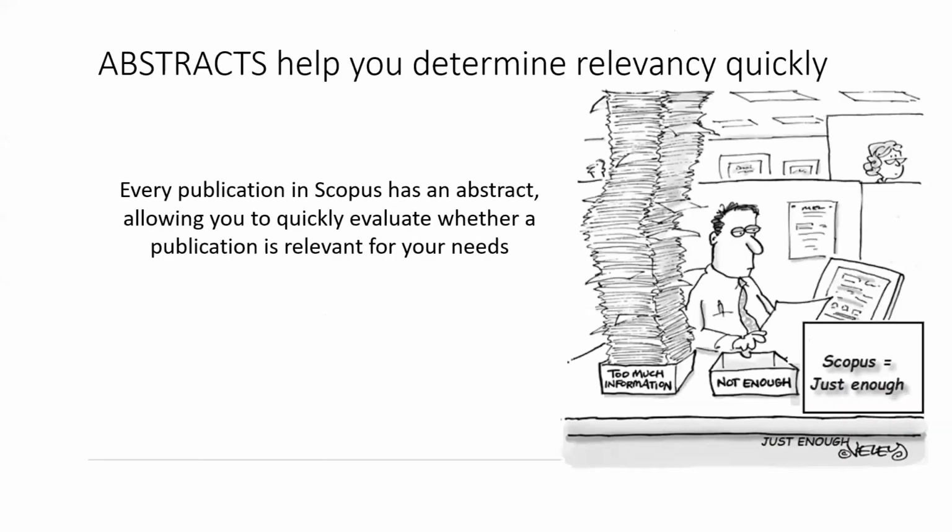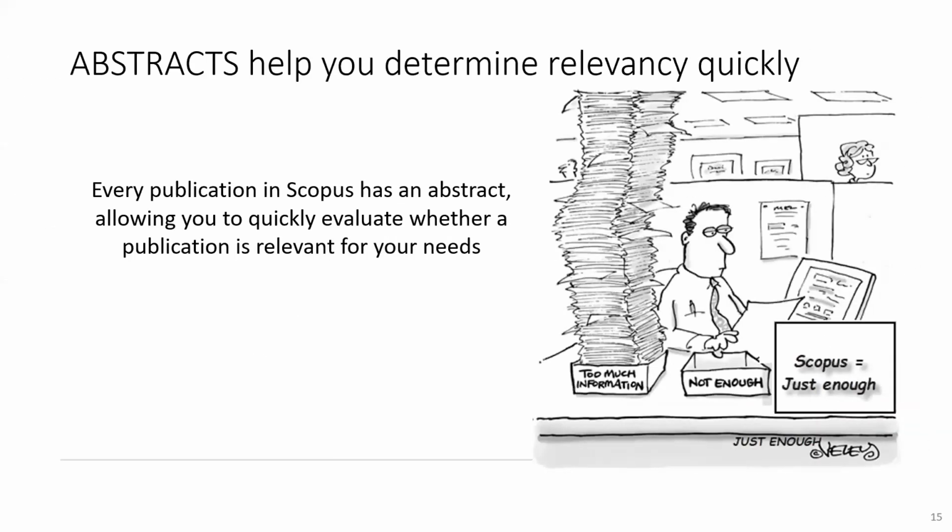The second reason why Scopus is useful is because it gives you abstracts. So the abstracts help you to determine whether a specific paper is relevant for your research, because every publication in Scopus has an abstract, and that allows you to very quickly evaluate. You don't have to read the paper. You don't even have to read the introduction. You can just read the abstract, and it helps you to determine, is this relevant or not? So it saves a lot of time.